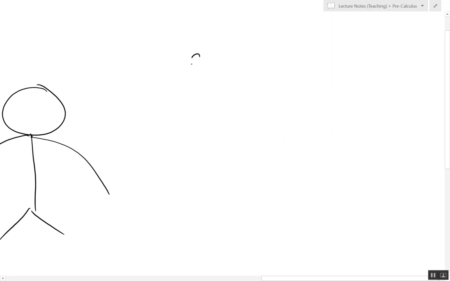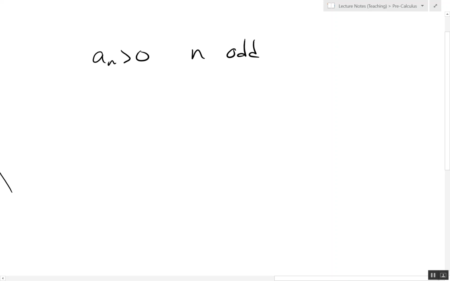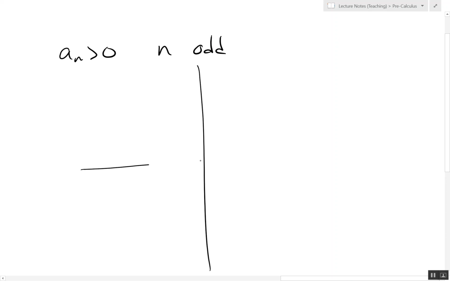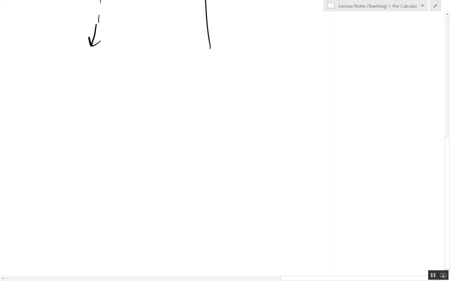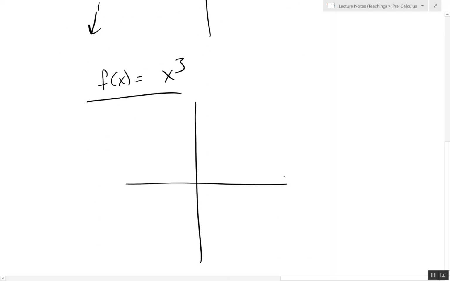Alright, so what happens if a_n is greater than 0 and n is odd? Then we're going to get a graph that goes up to the right and down to the left, and whatever happens in the middle, we don't know. They can do a lot of things, as long as they're polynomial. What you want to keep in mind is the function f of x equals x cubed. It looks like this, and notice that we're going up and to the right and down and to the left.